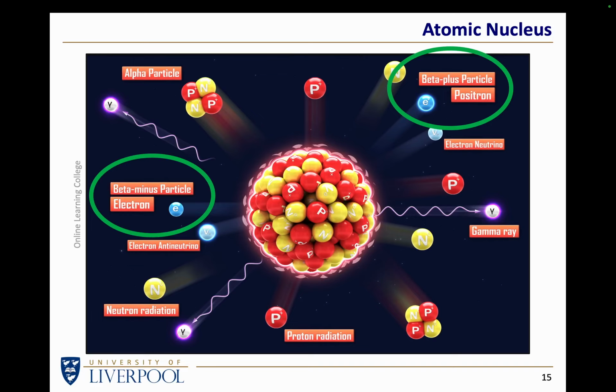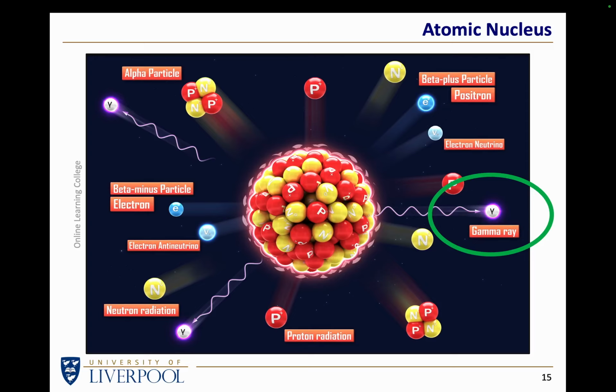We're not going to talk an awful lot about that, but I will mention it again one more time a little later. It's also possible that the nucleus wants to rearrange itself by spitting out a gamma ray. This is rather different from the ones we've been talking about up till now, because the gamma ray is simply a photon, an electromagnetic wave, rather than the sort of particles we've been talking about up till now.